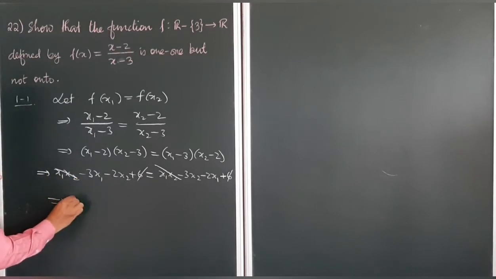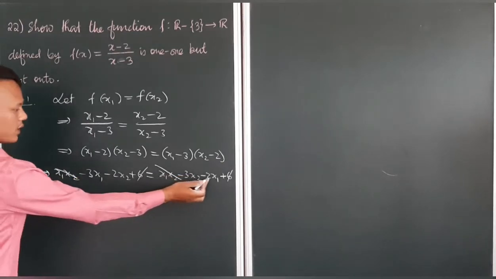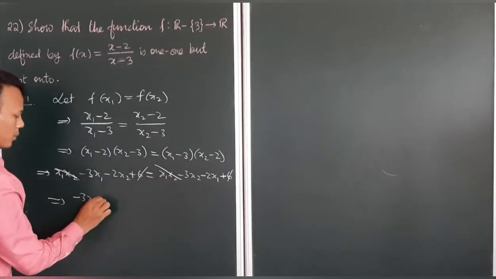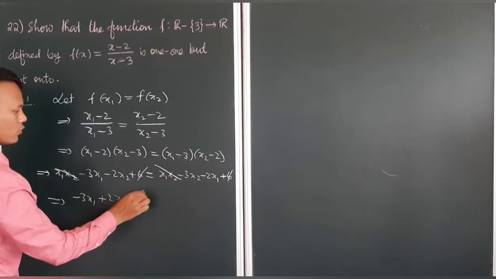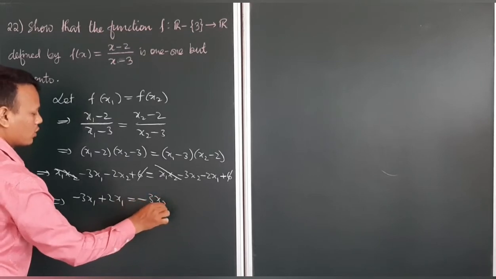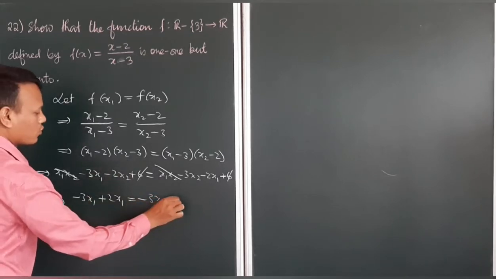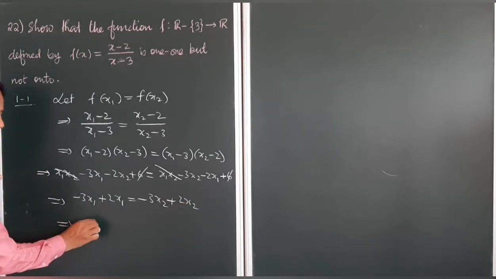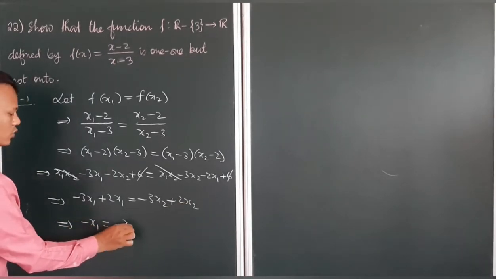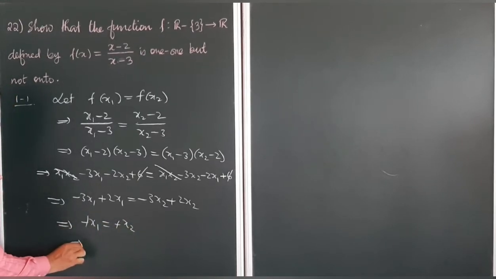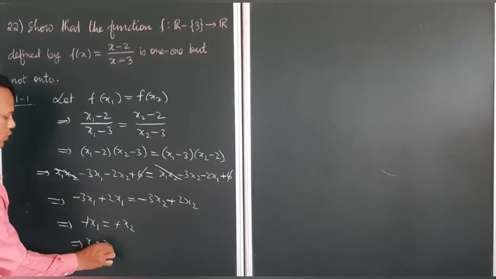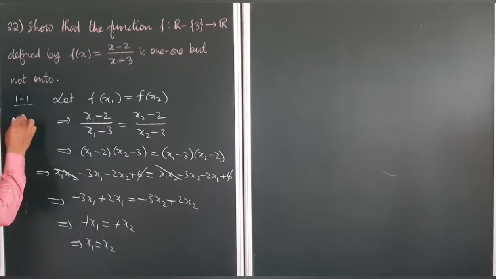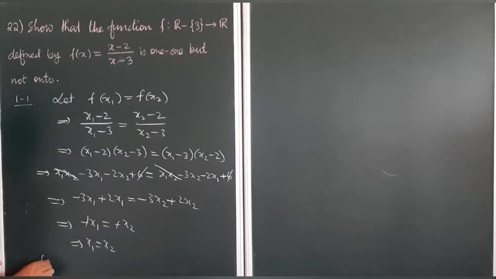So from here we see that we have minus 3x1. Let me get x1 out here. So we have plus 2x1 equals, we have minus 3x2 here. Let me take this x2 over there, becomes plus 2x2, isn't it? So from here this is minus x1 and this is minus x2. So minus and minus get cancelled. So we have x1 equals x2. So what's the meaning of this? This means that f is one-one, isn't it? So therefore f is one-one.